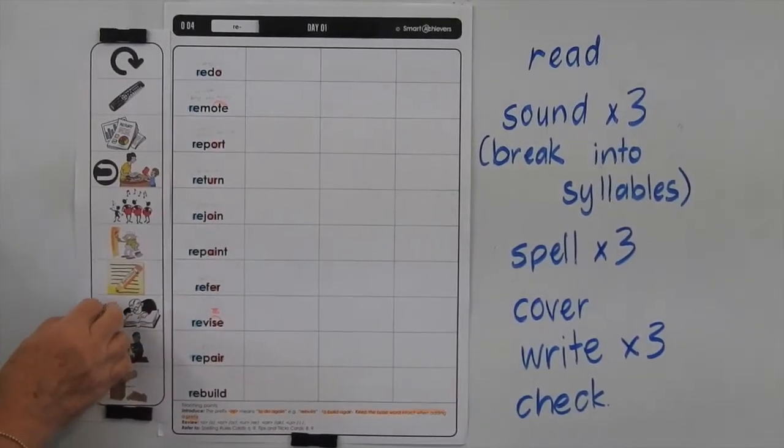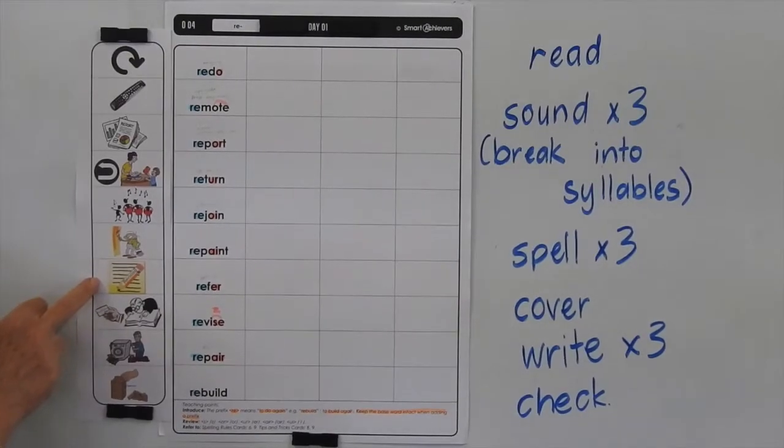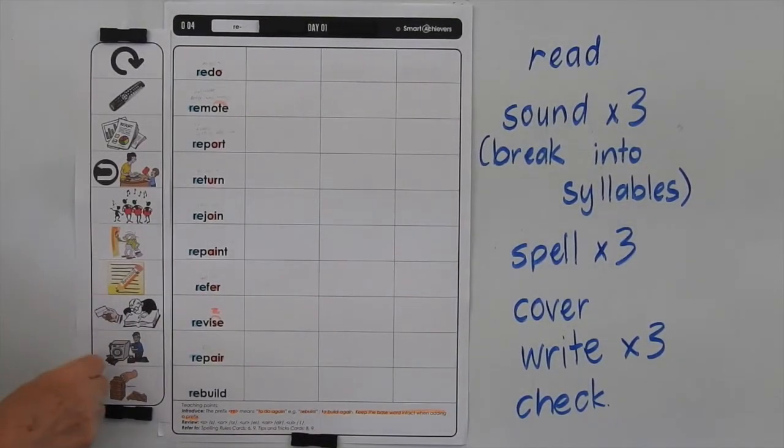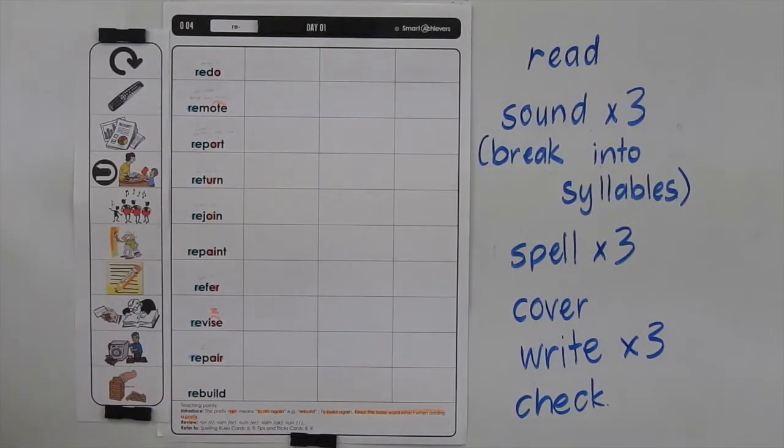Revise is where you go back and you do something again to help you remember it or to learn it. Repair means when something is broken, you fix it. And rebuild means when something has been built and it's damaged or fallen down, then you have to rebuild it. Okay, let's go back and read the words, sound the words and spell them.